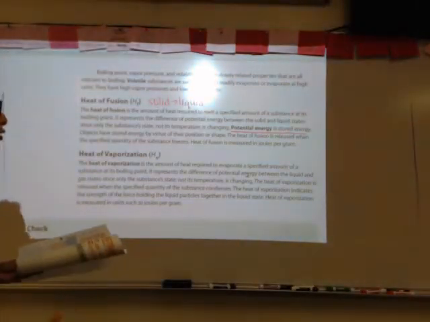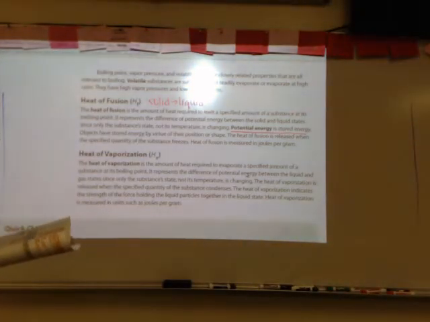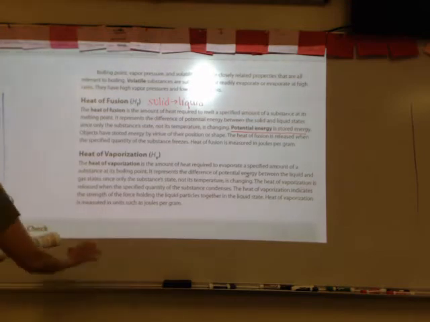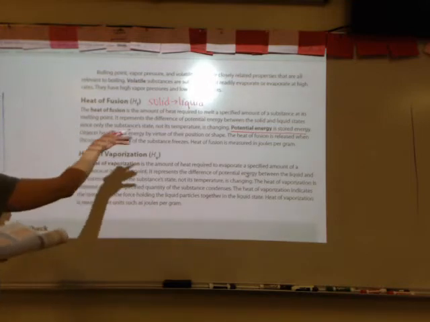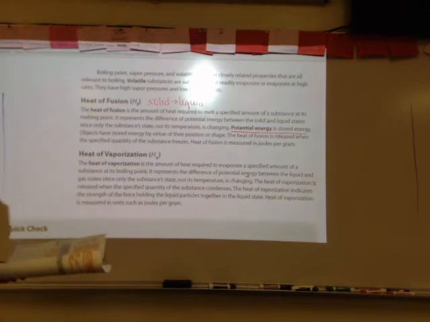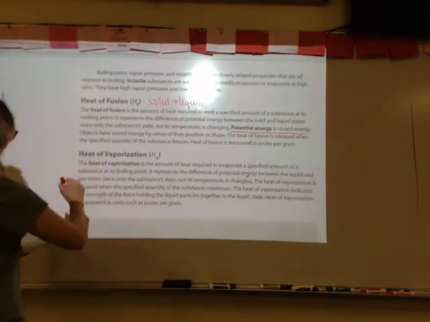This can be stored in chemical bonds. And the heat of fusion is actually released when a quantity of substance freezes. And the heat of fusion is typically measured in joules per gram. They will often give you heat of fusion for various substances as constants in a table. Same for heat of vaporization.